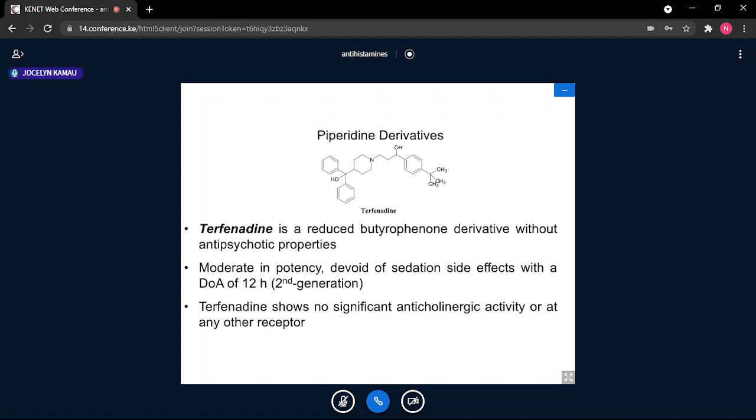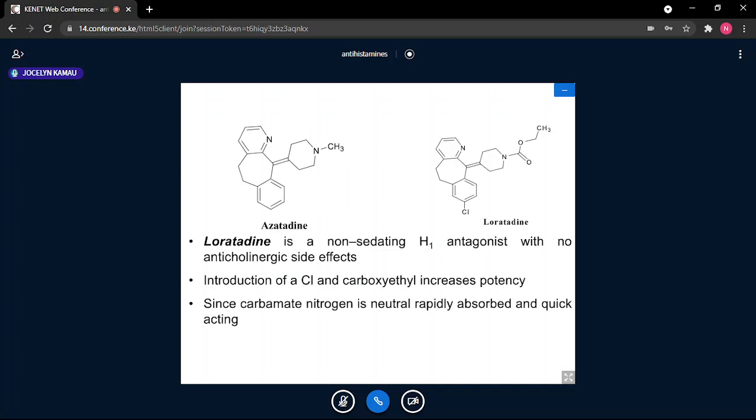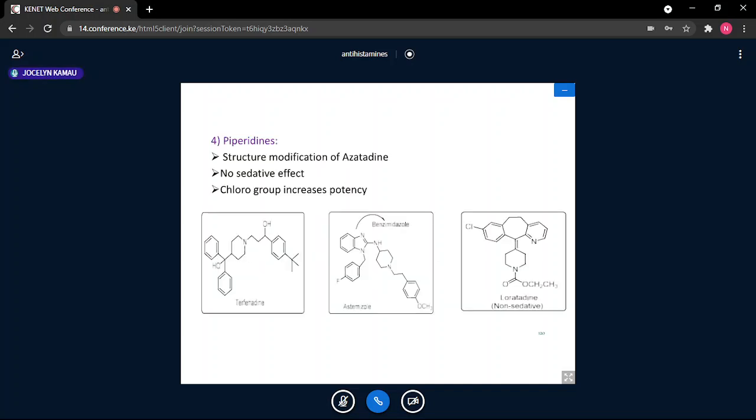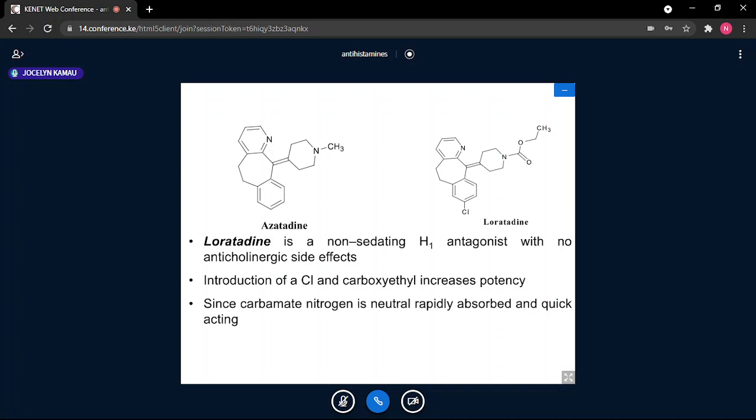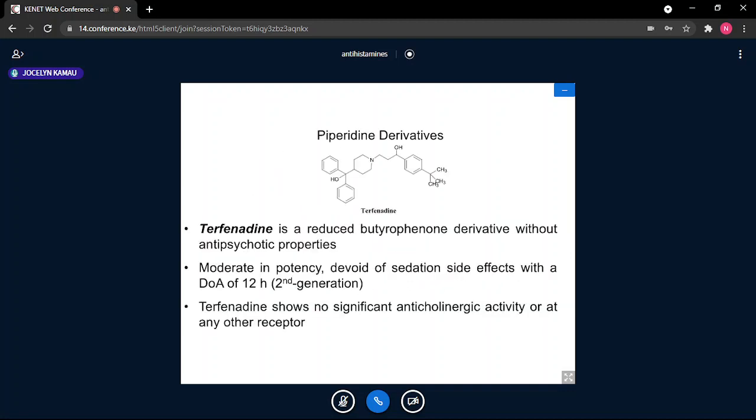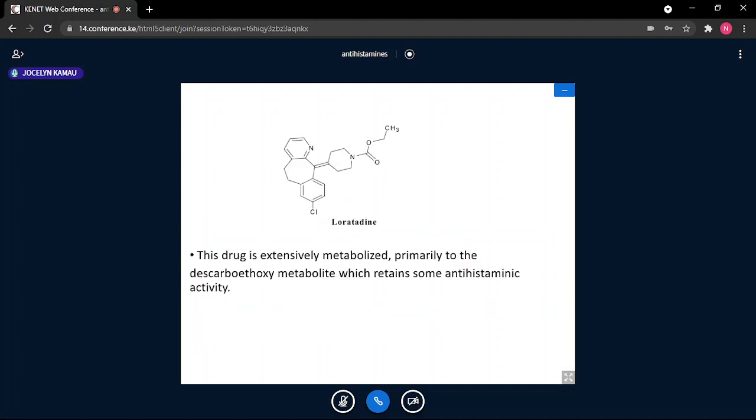So that is loratadine, the first drug within that category, which is a derivative of azatadine by addition of a chloro group and addition of a carboxyethyl group, which helps in increasing the water solubility, and of course the chloro group increases the activity. Therefore that drug does not readily penetrate the BBB, resulting in lower CNS toxicity.